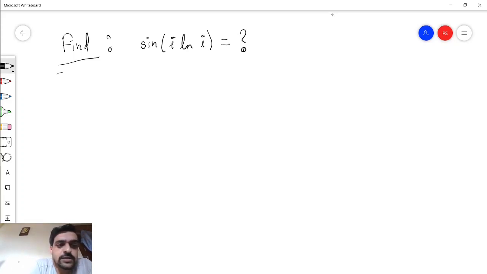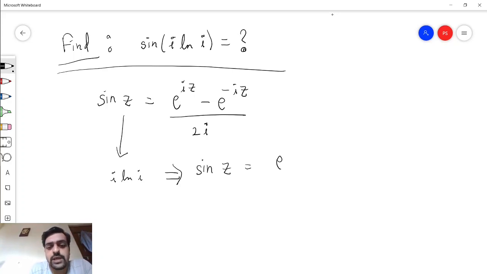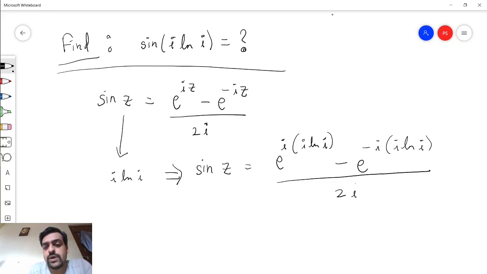So let us just rewrite the formula again. Sin z is e raised to iz minus e raised to minus iz, whole divided by 2i. So in our case, z is i log i, right? So this gives sin z to be equal to e raised to i into i log i minus e raised to minus i into i log i, divided by 2i.